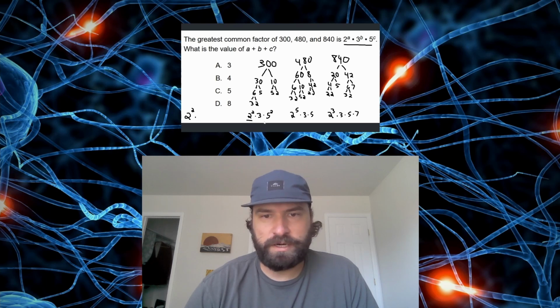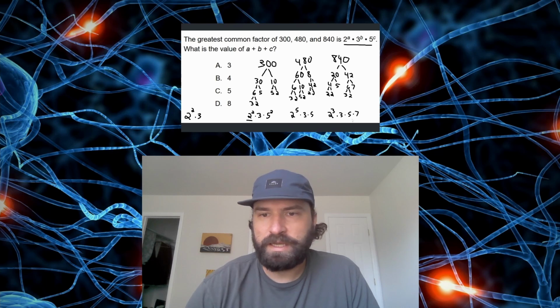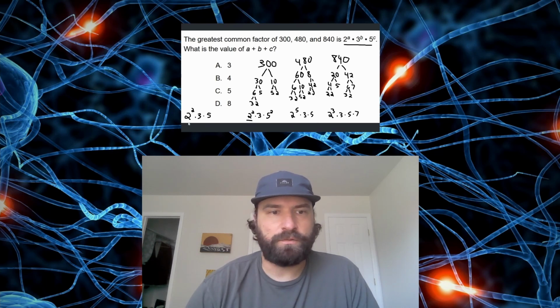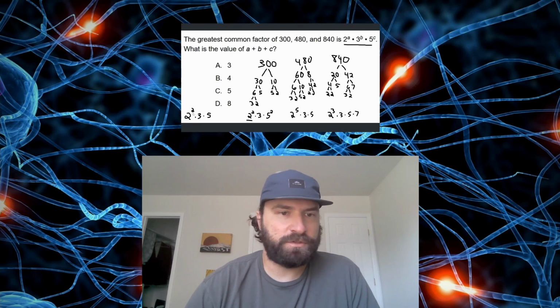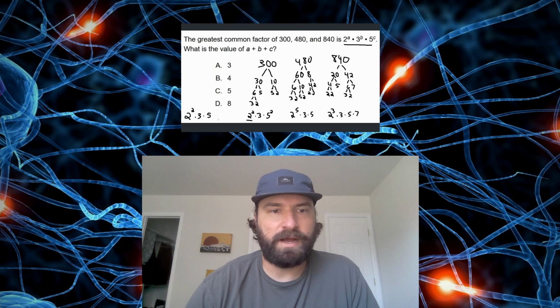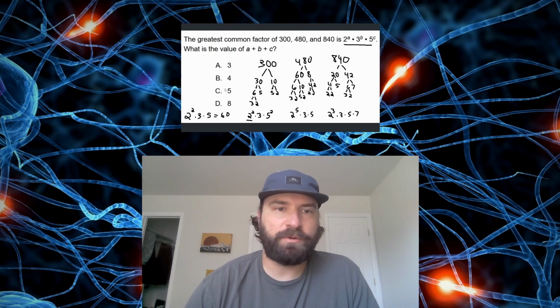And then each one of these has a 3 to the 1st power, so it's going to be 2 squared times 3. Each one of these has a 5. And then we're out of common factors. So the greatest common factor here is 2 squared, which is 4, times 3, which is 12, times 5, which is 60. So our greatest common factor is 60, but that's not what the question's asking.